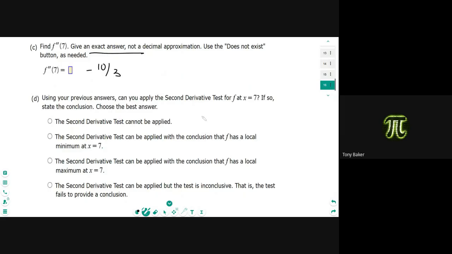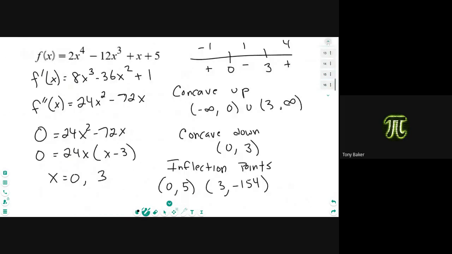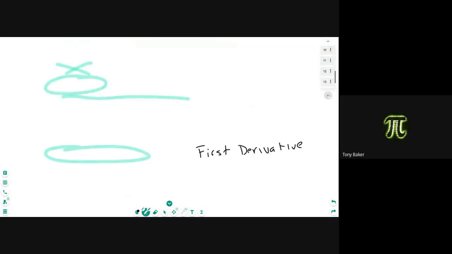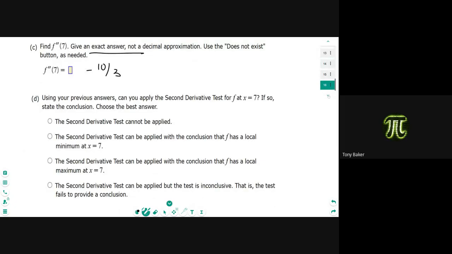So the first derivative is 0, and the second derivative is negative. So does it have a minimum or a maximum? First derivative 0, negative, so it's a maximum. That's the question on the second derivative.